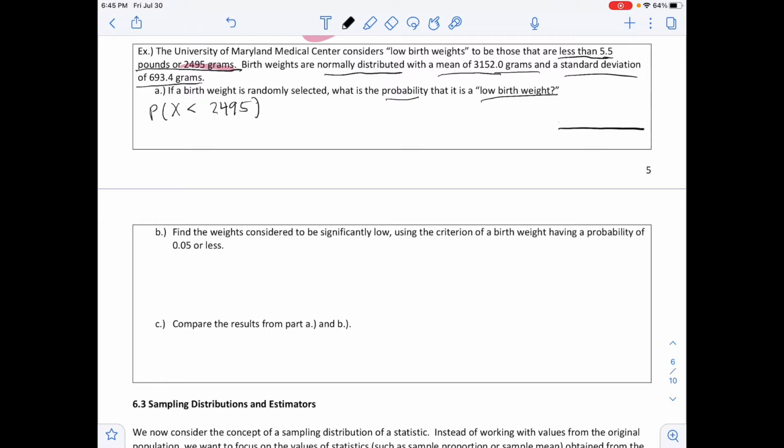I'm going to go ahead and draw my bell-shaped curve or my normal curve, my normal distribution over here on the right. The mean is 3,152.0, and a low birth weight is going to be anything less than 2,495, which would be over here to the left. Less than, I'm going to go and shade to the left. In order to find the probability of this or the area, I'm going to go ahead and use normal CDF.